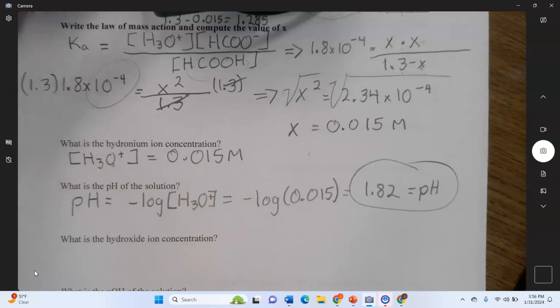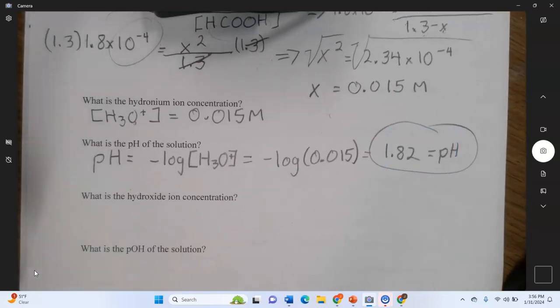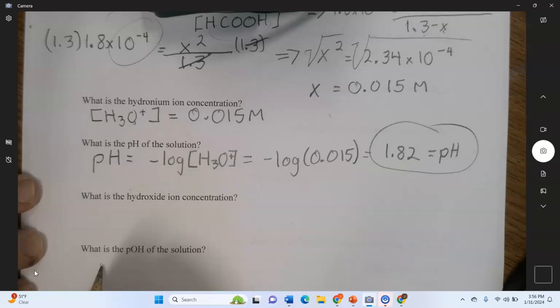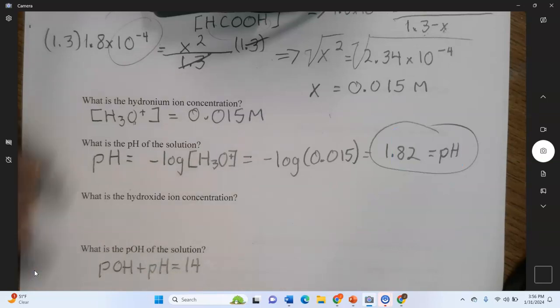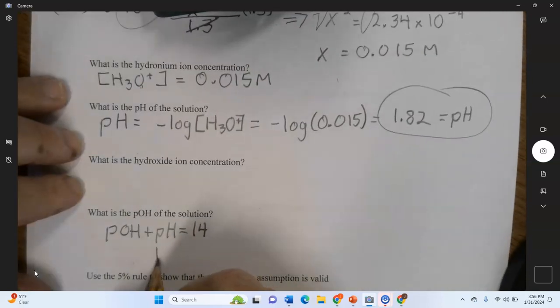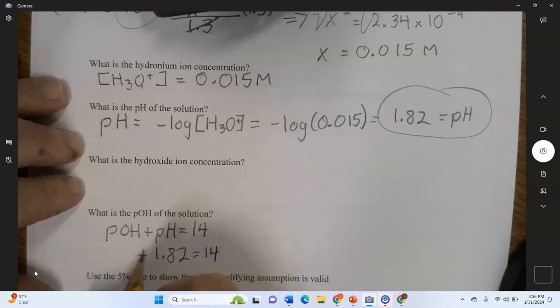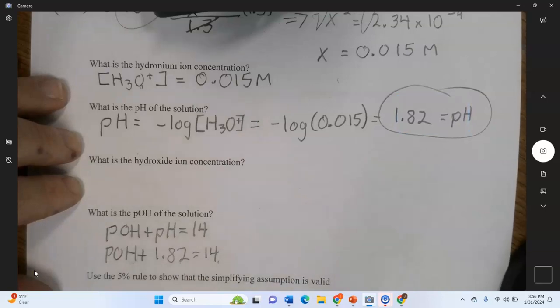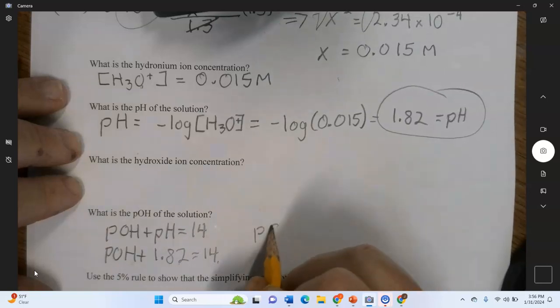If we know the pH, we know there's a simple formula to find the pOH, and that is, so I'm going to skip down to pOH. pOH plus pH equals 14 at 25 degrees. So we know that the pH is 1.82. So if we subtract 14 minus 1.82, that's going to give us 12.18. So that's the pOH.